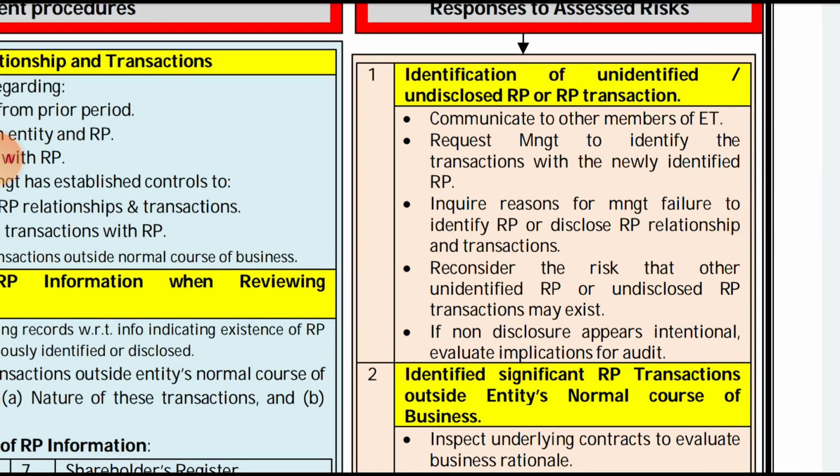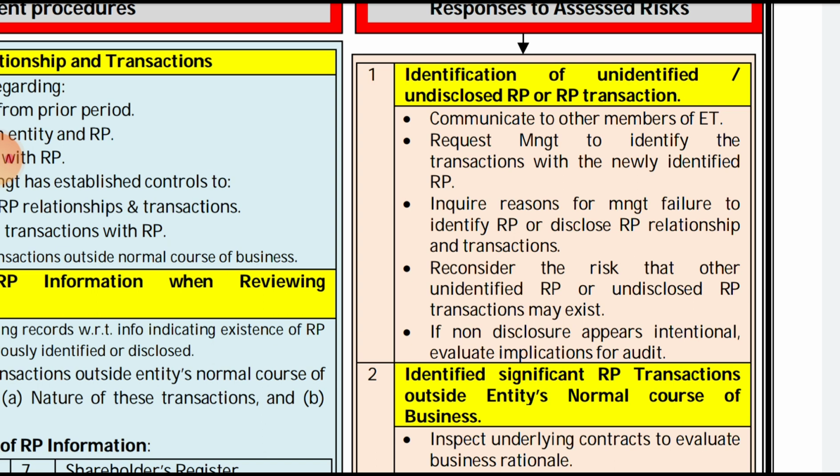First, identification of the unidentified, undisclosed related party or related party transaction. So if the auditor identifies any previously unidentified or undisclosed related party or related party transaction, then what will the auditor do? First, communicate with the other members of the engagement team. Second, request the management to identify the transactions with the newly identified related party.